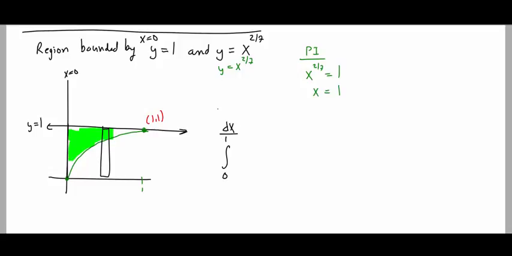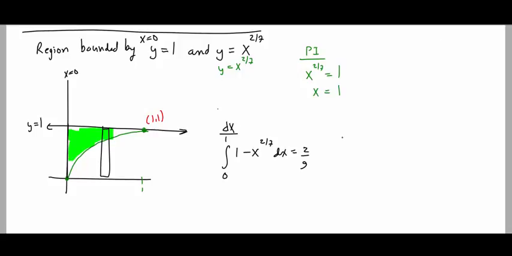And my upper curve is 1. It's just 1. It's not y equal 1, it's just 1. It's a height of 1. And I subtract out my lower, which would be x to the 2/7 dx. Now if you want to integrate this, you'd get 2/9. So if you want to check that, you can.